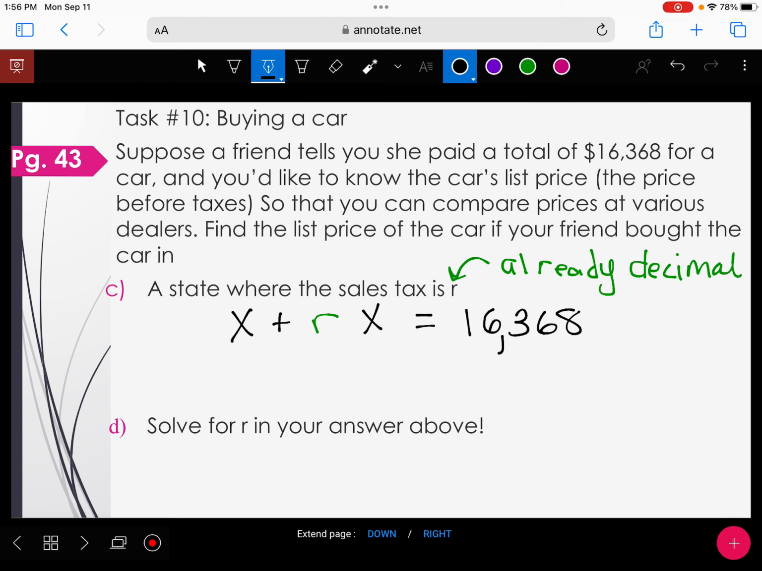We can still even combine our like terms here and get my x's together. I can take the 1 that's in front of that first x and the r in front of the second x and add them together to get that 1 plus r times x equals our 16,368. So we can do that there.